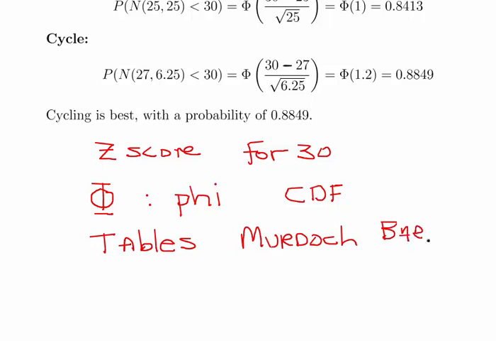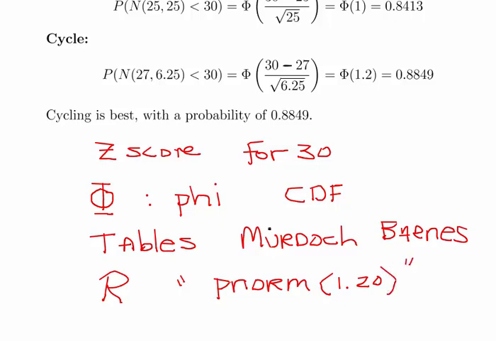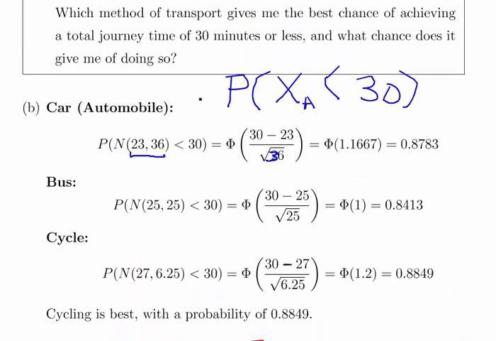Or in this case, what I've used is a thing called R, programming language. I use a command called, what is it in this case? pnorm, of, let's say, 1.20 or something like that. That's how these are done. So there we have it, the three model specifications.